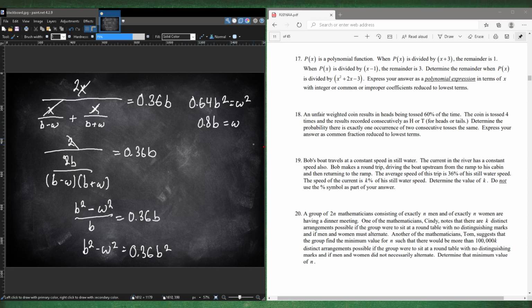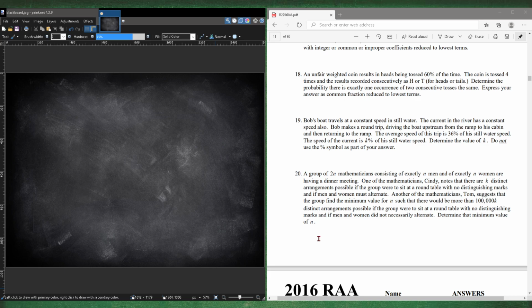And then in the question, what they're asking is that the speed of the current, which is W, is k% of the still water speed. So W to B, that's basically what they're asking for. W is 80% of the still water speed. So the value for k is 80. And that's all you have to do for number 19. You just manipulate your variables around.